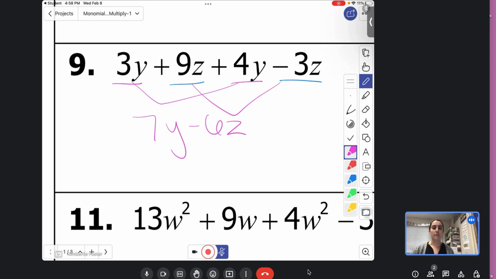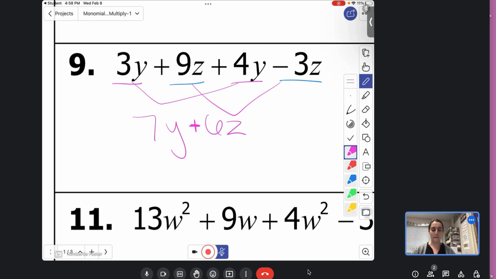So 7y minus, no, I'm wrong. It's plus. See, lesson learned. Check your signs. 3 plus 4 is 7. 9 minus 3 is positive 6. So 7y plus 6z.